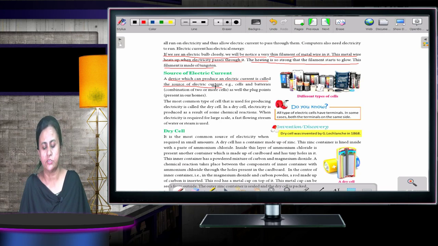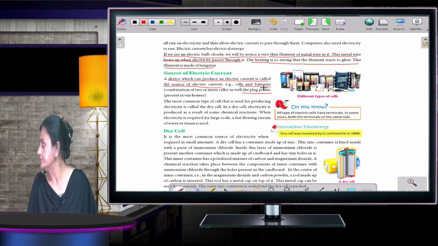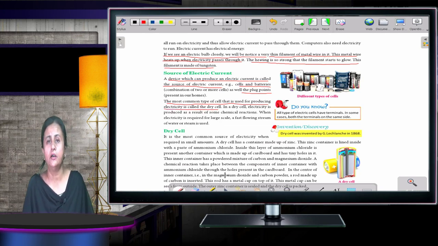There are different sources, okay, like the cells and batteries as well as the plug points. Okay. So, the most common type of cell that is used for producing electricity is called the dry cell. So, we will study about the first one, the dry cell.